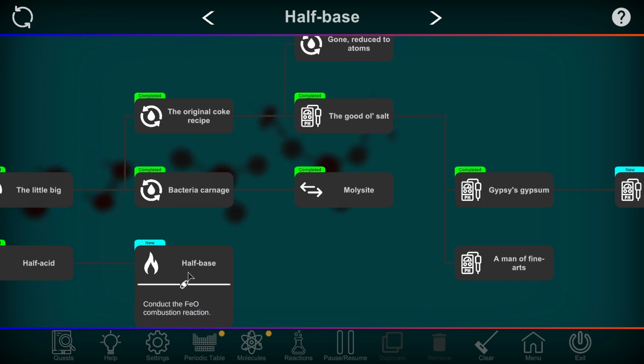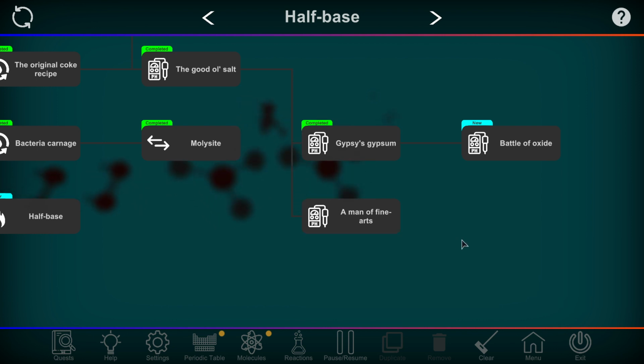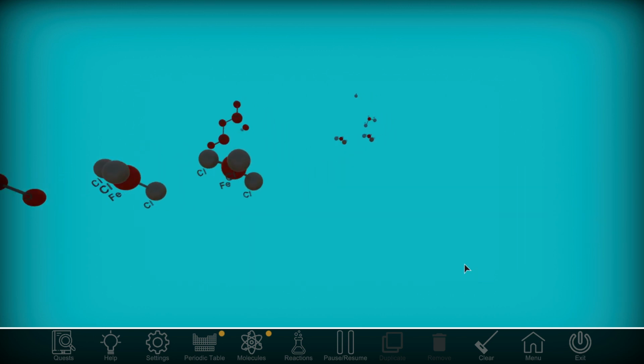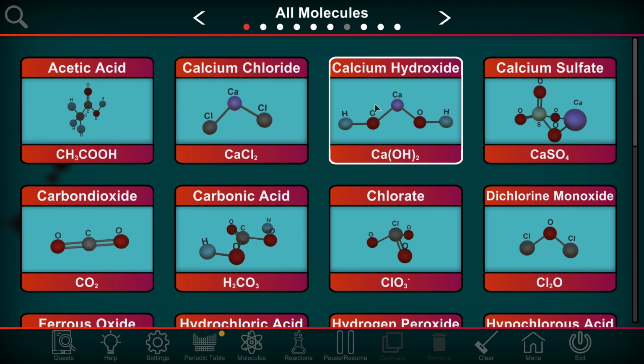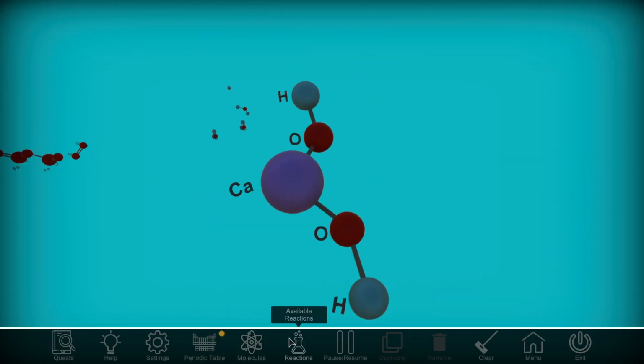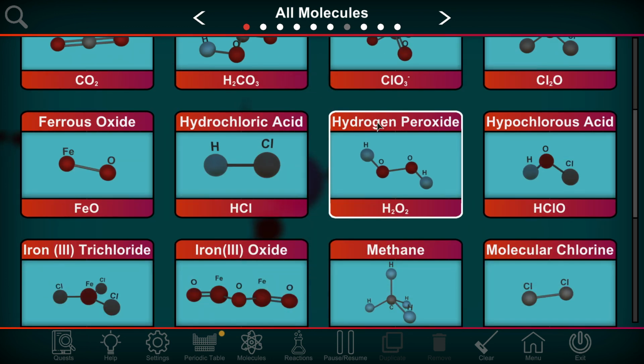So let's see here. I'm gonna leave that combustion reaction alone for now. Come back to it. This Man of Fine Art sounds fun. Pretty straightforward too. Looks like I almost completed it last time. I just need some calcium hydroxide and some bicarbonate. So let's do that. Let's see. Calcium hydroxide. I think this is all in alphabetical order. Yeah, I think it's alphabetical order. And what was the other thing? Bicarbonate?